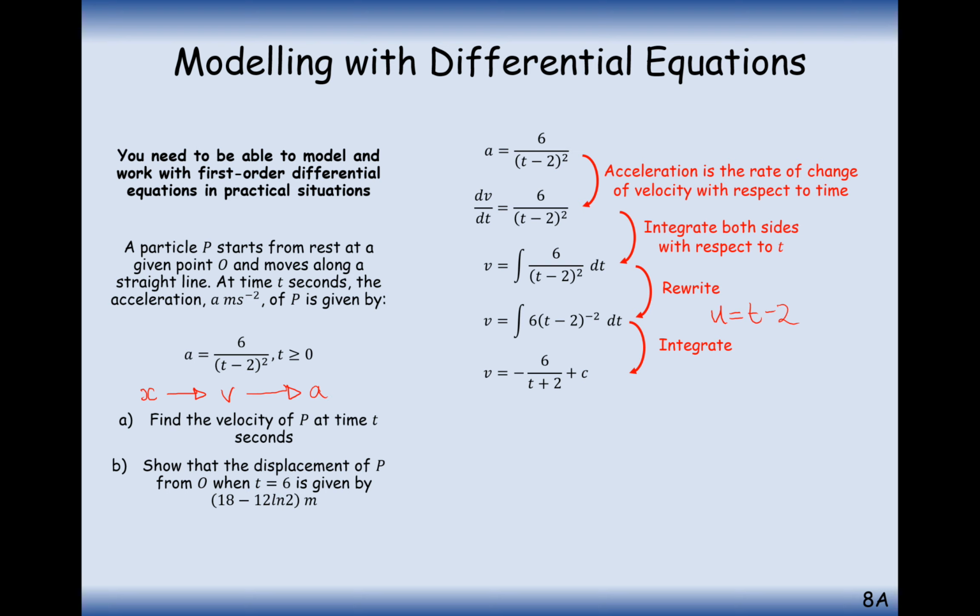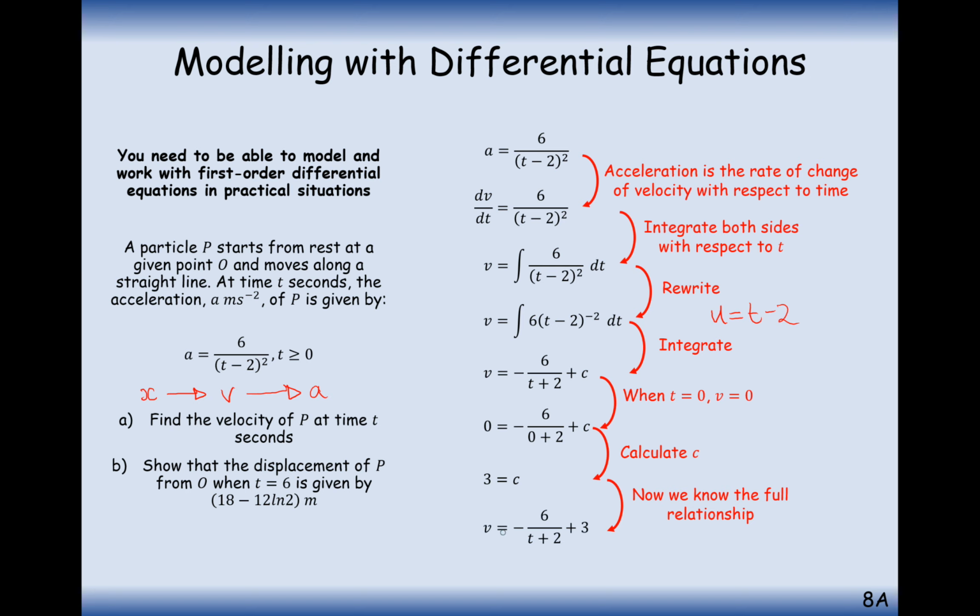That is an expression for the velocity. But we're also told that P starts from rest at t equals 0. So when t equals 0, it starts from rest, so v equals 0. Substituting t equals 0, v equals 0, we get that c is equal to 3. Then put that back into the equation from before. So it's v equals minus 6 over (t minus 2) plus 3, and that's the expression for the velocity. Part A complete.